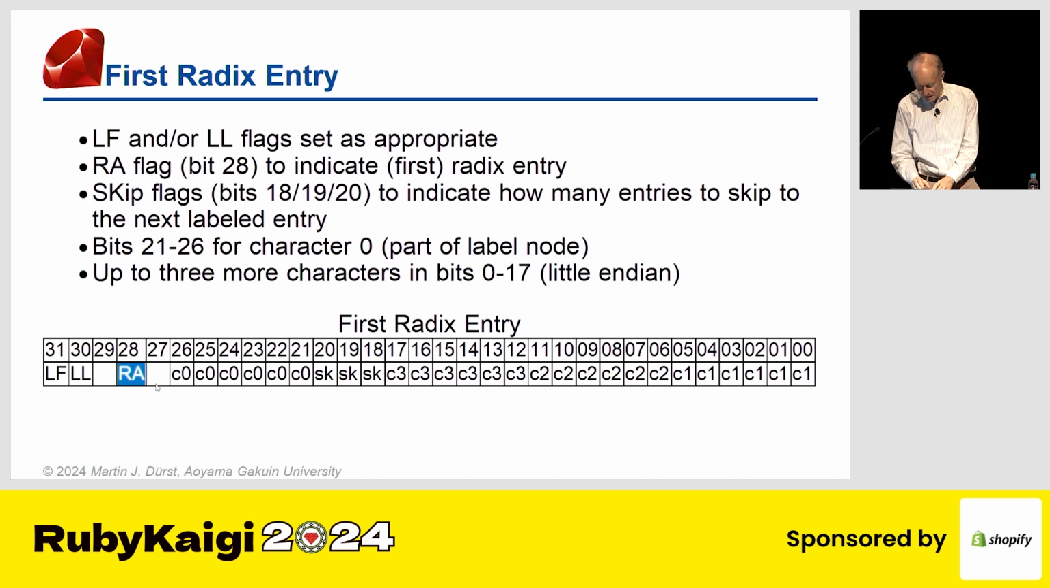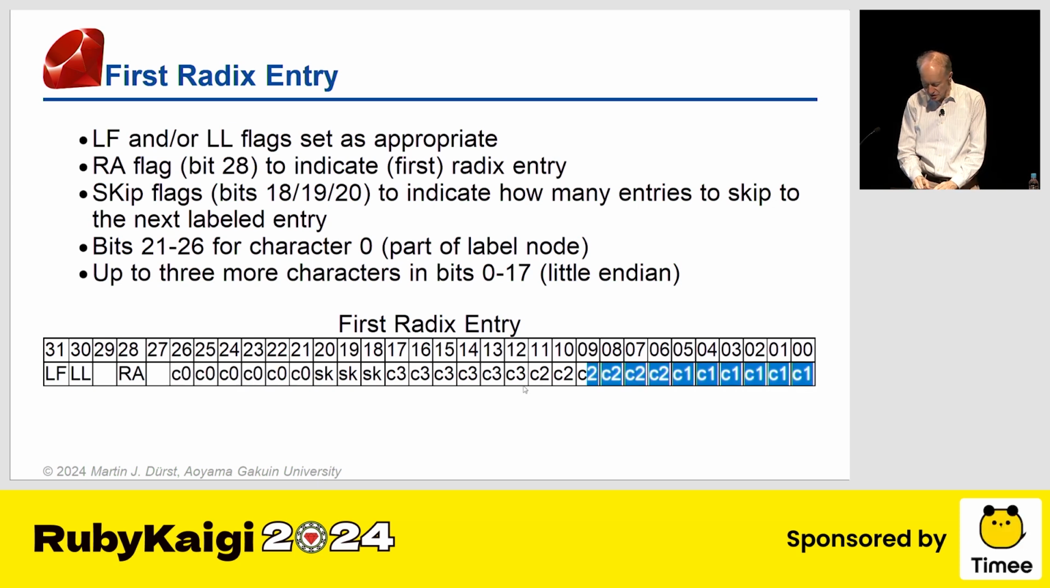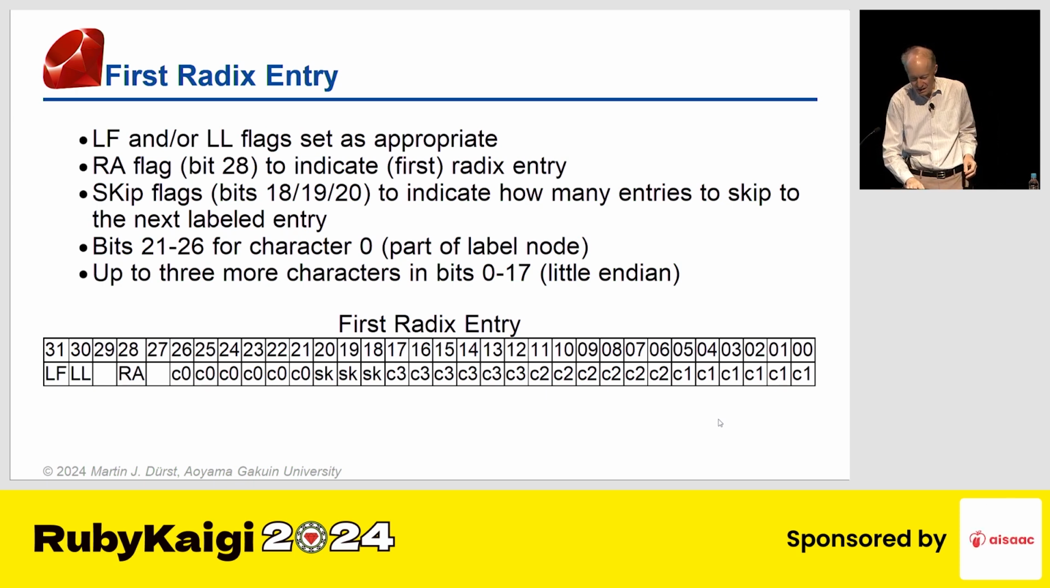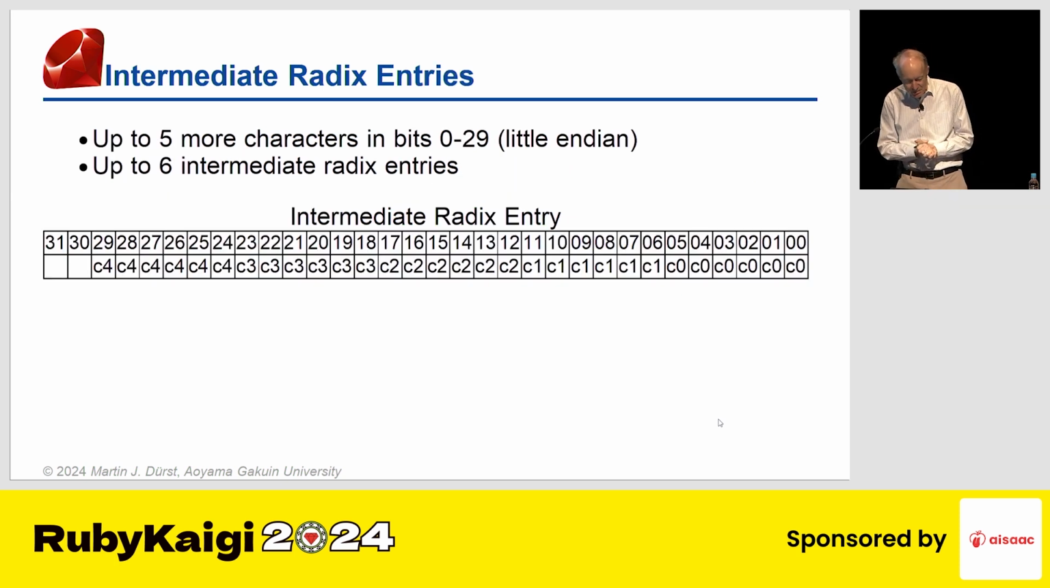We have the radix flag here, and this is a bit irregular. The skip bits are here, and then here we have the first character, and then the second, the other ones go here. It's interesting, these are little endian. It turns out that was easier, the code works out nicer. I always thought big endian was natural, but now I understand why little endian was implemented by Intel, maybe.